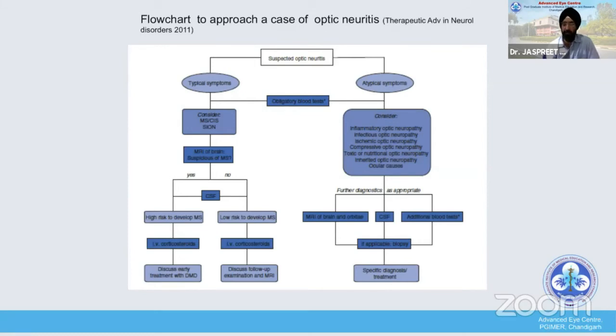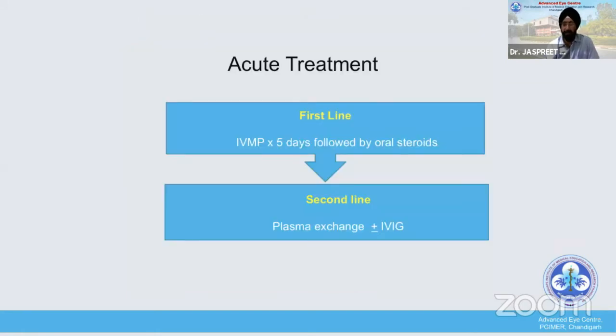You just can't leave the patient who has had one attack and say, okay, fine, just go away. The acute treatment in these cases is IV MP for 5 days, followed by oral steroids. Oral steroids really help in patients with MOG-related disease probably. You have to carry on these steroids for maybe a couple of months. The second line treatment is plasma exchange or IVIG, for patients who really don't benefit from IVMP.